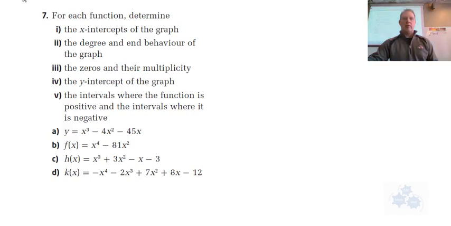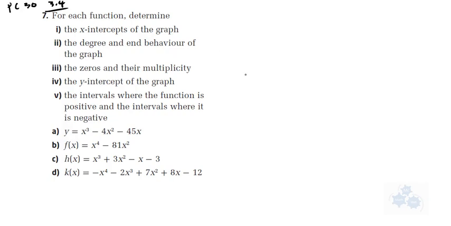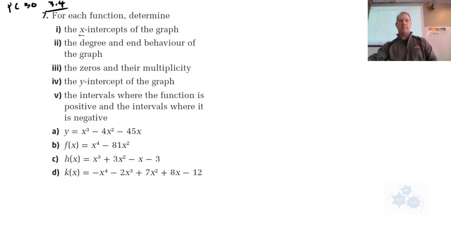Okay, so for number 7, it's pre-calculus 30, section 3.4. We're talking about equations of graphs, polynomial functions. So for each function, determine the x-intercepts, which come from the factored version of the function.